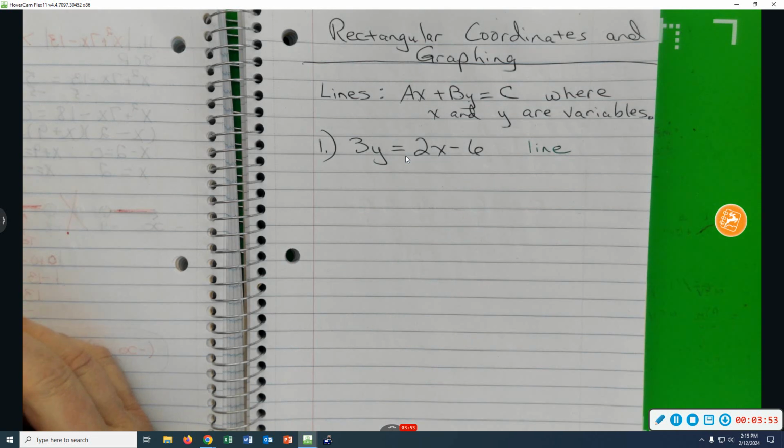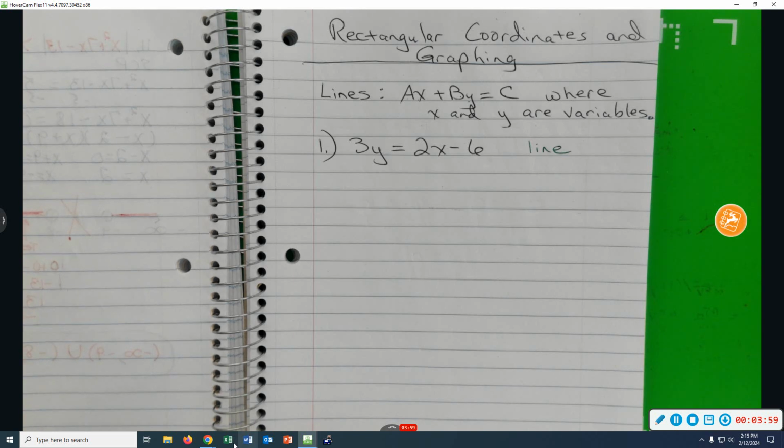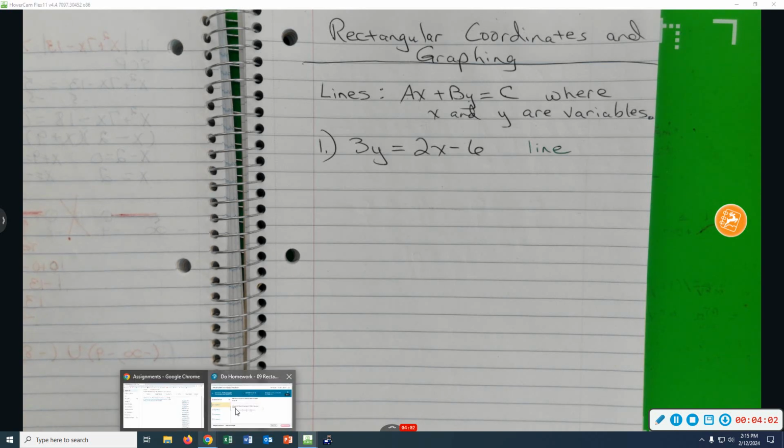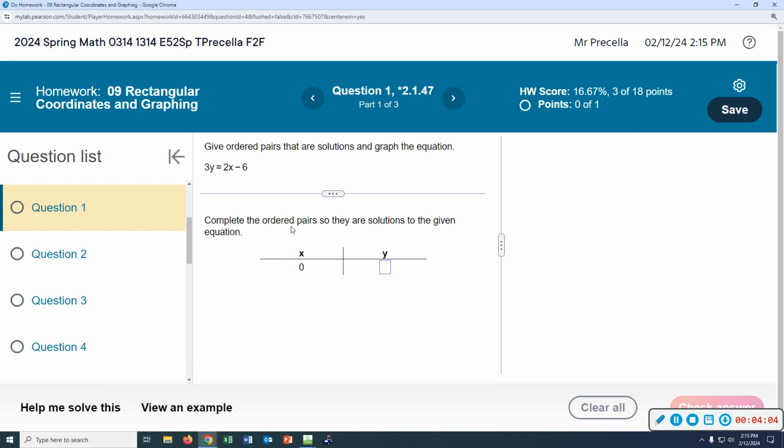To draw a line, you need 2 distinct points. To create those ordered pairs, they're going to have us create a table of values. Look at what we have here. It says complete the ordered pairs so they're solutions to the given equation. Look at this table. I call this thing an XY table.